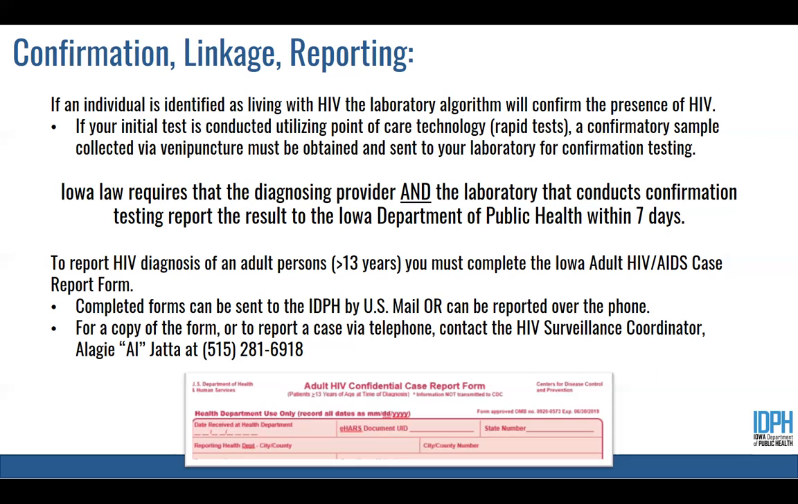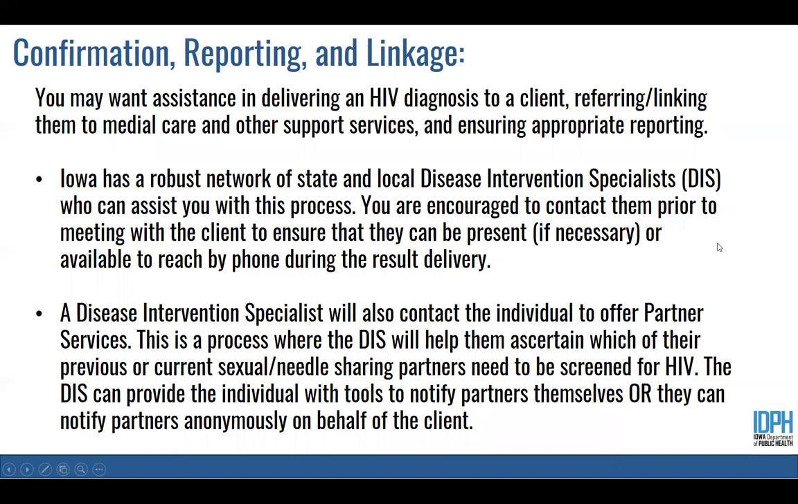To report HIV diagnoses of an adult person, you must complete a form called the Iowa Adult HIV/AIDS Case Report Form. These forms can be sent to the IDPH by U.S. mail or can be reported over the phone. For a copy of the form or to report a case via telephone, you can contact the HIV surveillance coordinator, Elijah Jada, at the phone number listed here. I will note that these forms cannot and should not be faxed to the department due to the sensitive nature of the health information obtained within them.